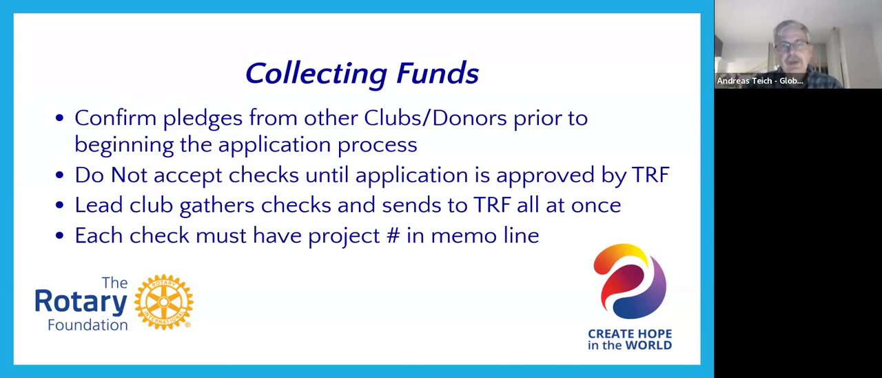Do not accept any checks until the application is approved by the Rotary Foundation, and once that happens, the lead club gathers the checks and sends them to the Rotary Foundation all at once. And every check must have the project number in the memo line so that they're all together. There are some other ways that funds can be added to this. Once you have a project number available, people can make individual contributions to your project as well from the Rotary website. But that's usually not what happens, but it's a possibility that's there.